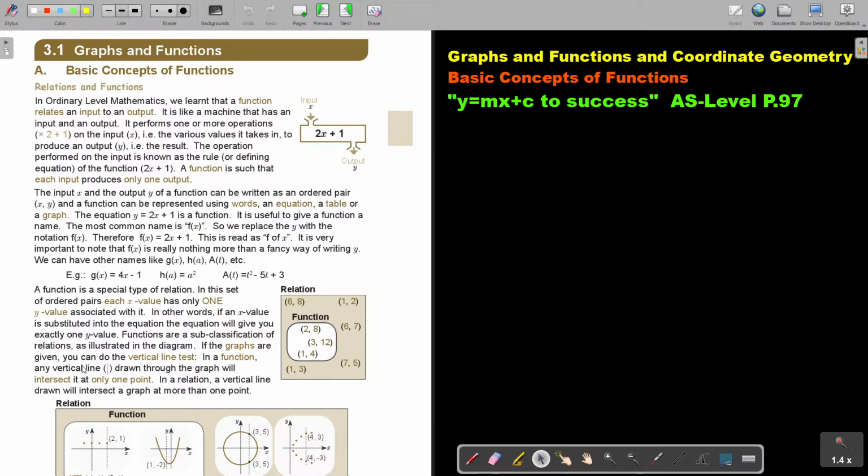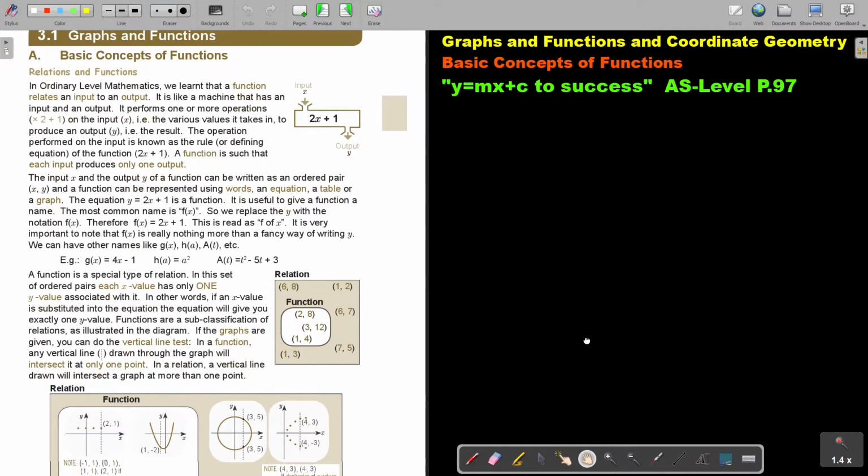If the graphs are given, you can do the vertical line test. In a function, any vertical line drawn through the graph will intersect it at only one point. In a relation, a vertical line drawn will intersect a graph at more than one point. So there's the relation, there's the different points, but this is the function. The reason why, if you see, I just want to see (1, 1). So if I substitute 1, it gives me two different values. That's why it's not a function. But here I can see every x value is just giving me one y. So functions are a smaller group in the group of relations.